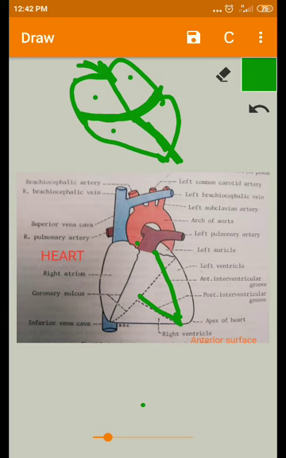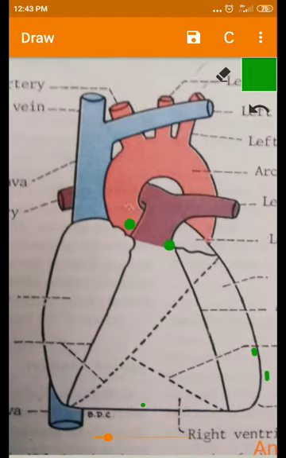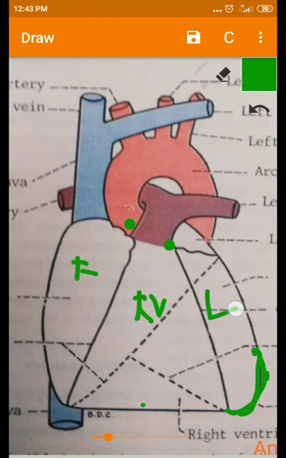Now coming to the apex of the heart. Here we can see this is the apex of the heart. This is formed by the left ventricle. As we know, this is the right atrium, right ventricle, and this one is the left ventricle, and this one is the left auricle. So the apex is formed by the left ventricle. How is it directed? It is directed downwards and forwards.